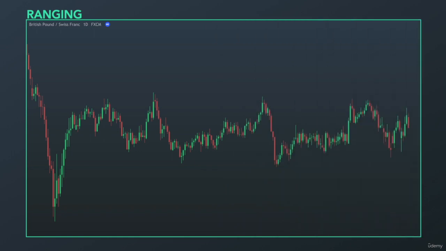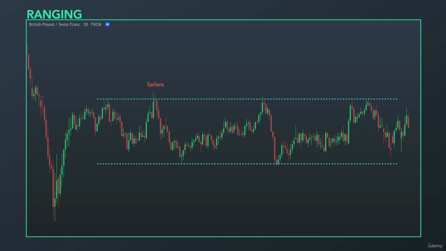So another example, British pound Swiss franc daily time frame. So coming from a downtrending market or a very aggressive decline, price bounced from this level and made an upside move and then entered into a sideways market. All right. So again, high price for sellers and then low price for buyers. So every time price moves back to this high price, we can expect some sellers coming in. And then at this level, we can expect buyers coming in.